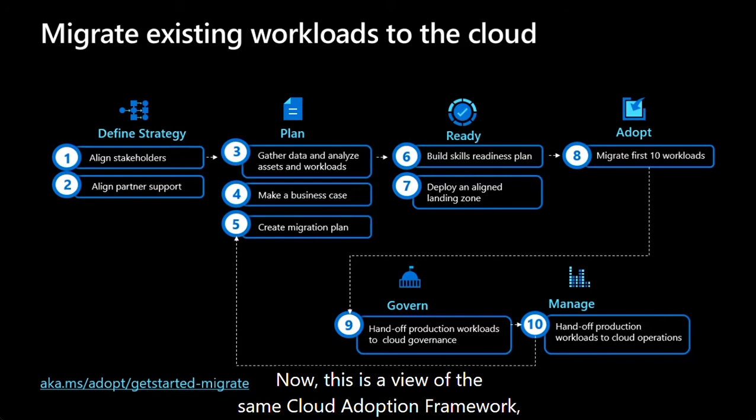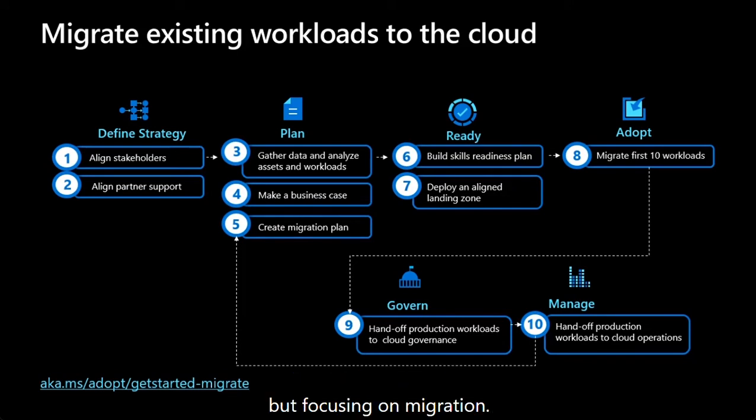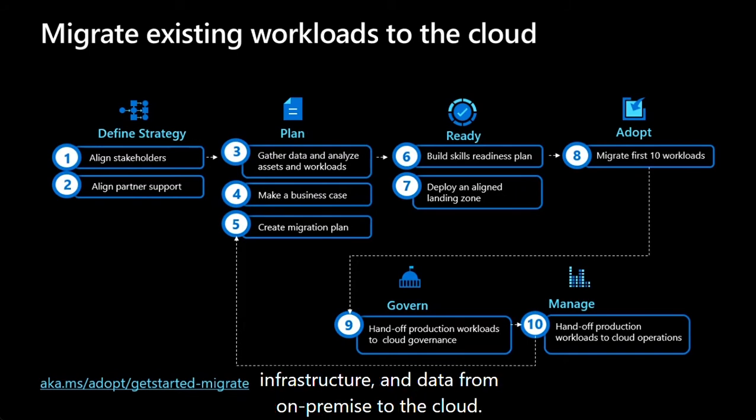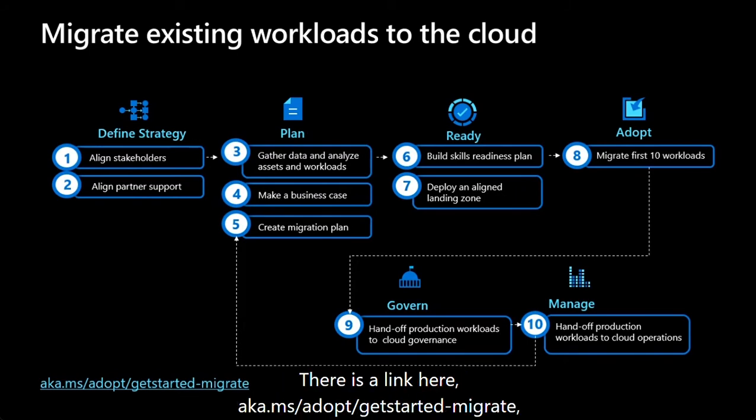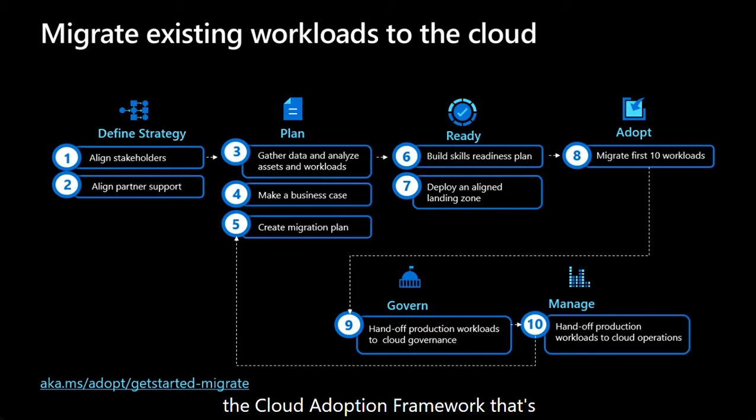Now, this is a view of the same cloud adoption framework, but focusing on migration. Say, for example, a majority of the things that you would like to do is just simply moving applications, infrastructure, and data from on-premise to the cloud. There is a link here, aka.ms/adopt/getting started migrate, that sort of creates a version of the cloud adoption framework that's specifically focused on migration.